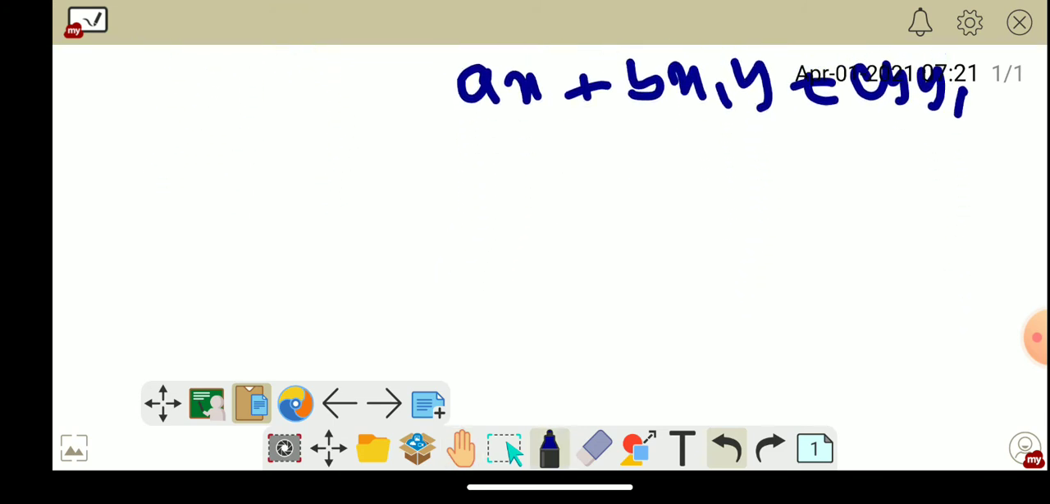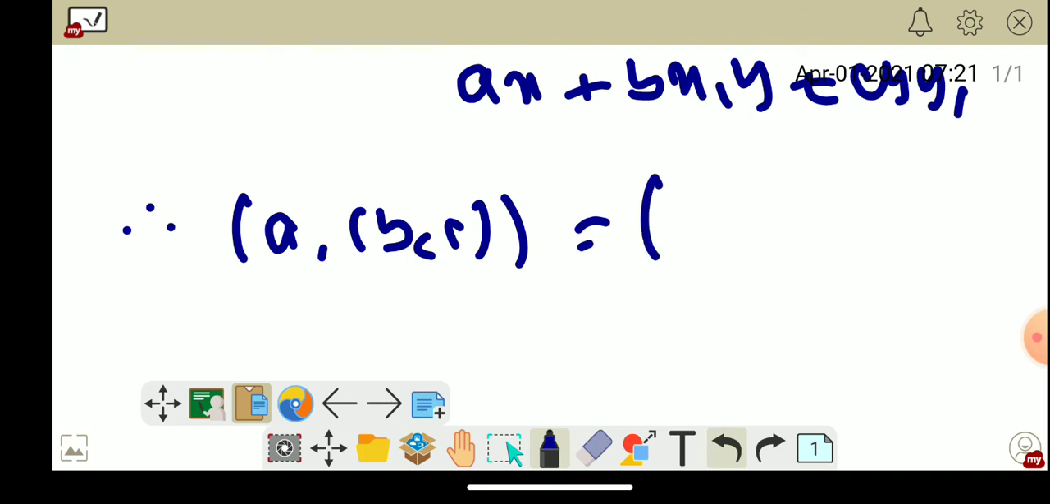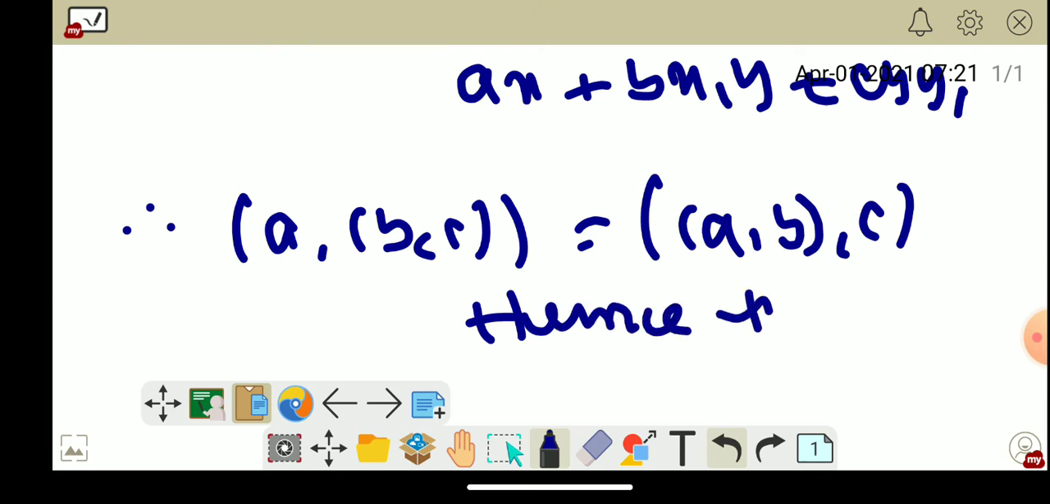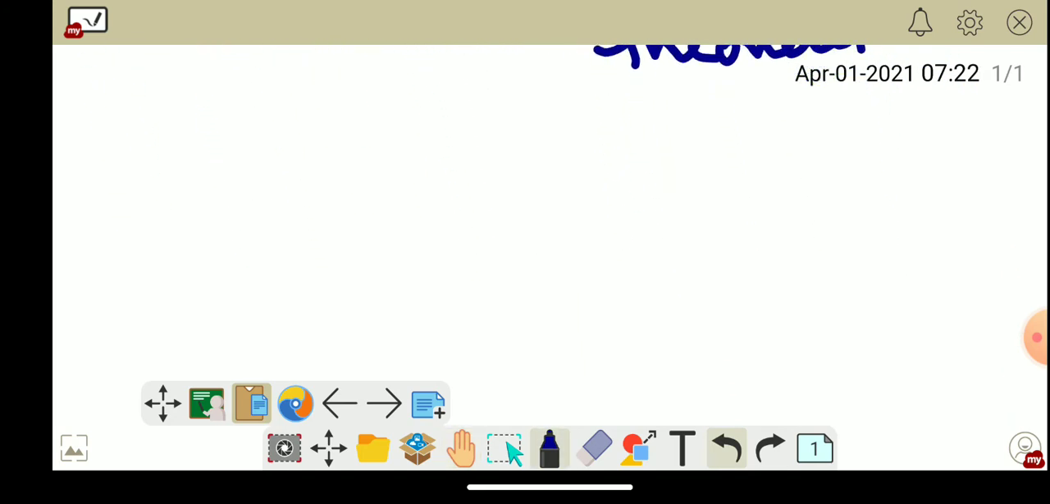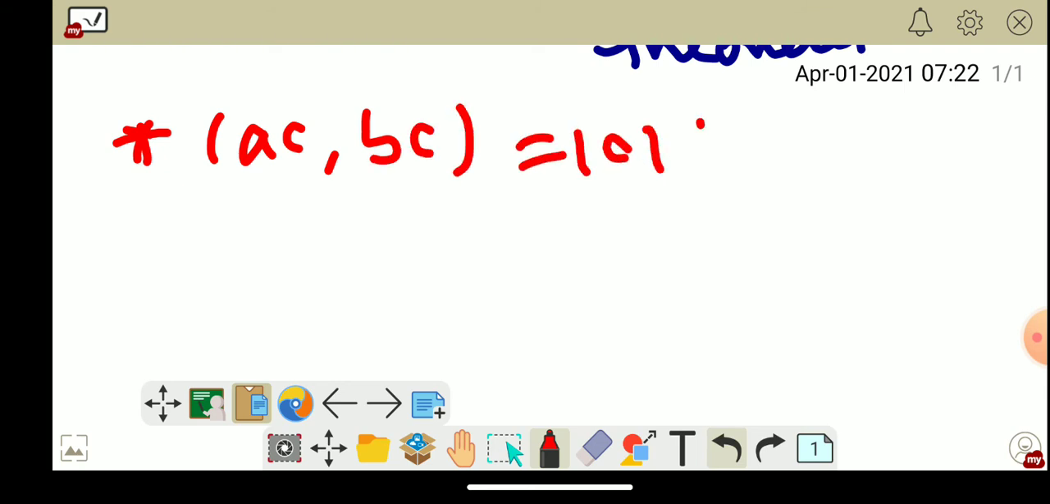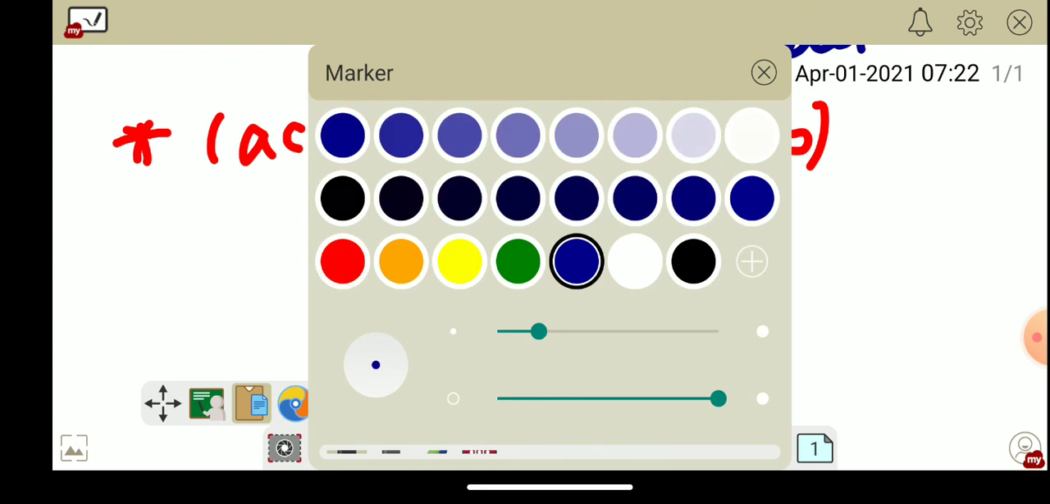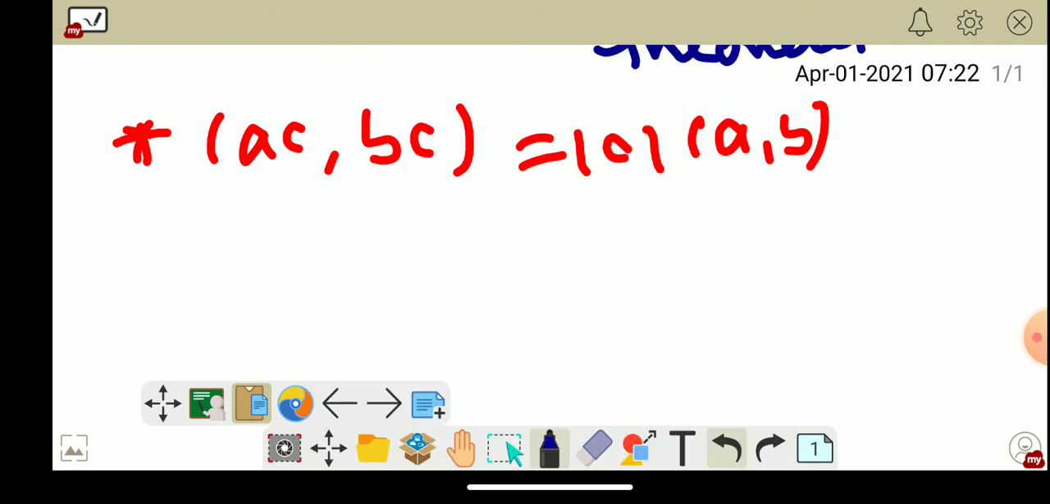Therefore GCD of A, BC is equal to GCD of AB, C. Hence the next property, another property: GCD of AC comma BC equal to mod C into GCD of AB. GCD of AC, BC is equal to mod C times GCD of AB.